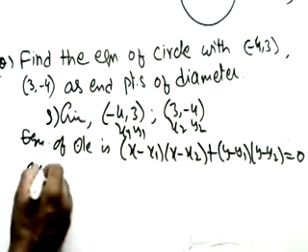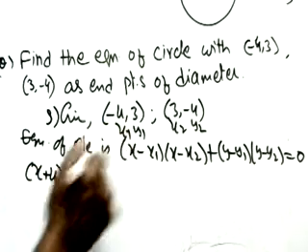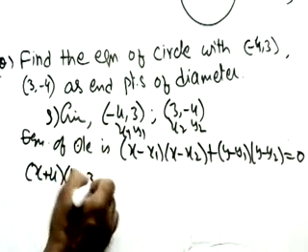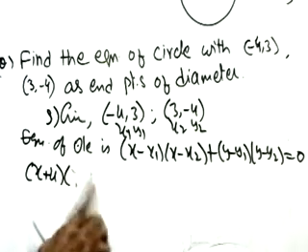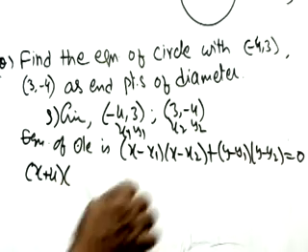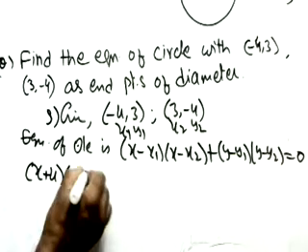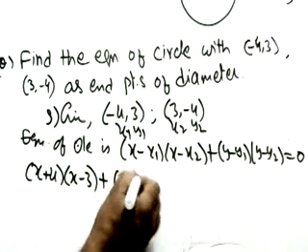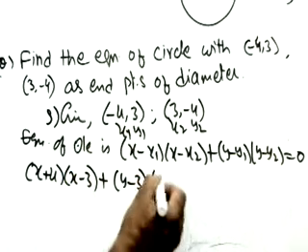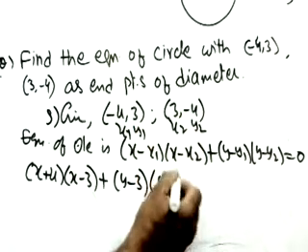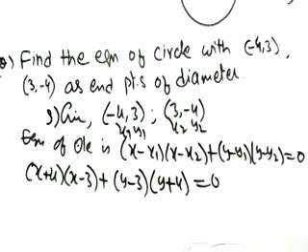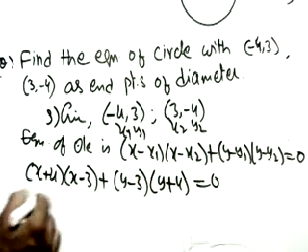Now let's substitute the values. x minus x1 is minus 4, minus 1 is plus 4, y minus y1 is, sorry, x minus x2. So what is x2 here? 3, x minus 3 plus y minus y1, y1 is 3, y minus y2 is minus 4, minus 1 is plus 4 equals to 0.